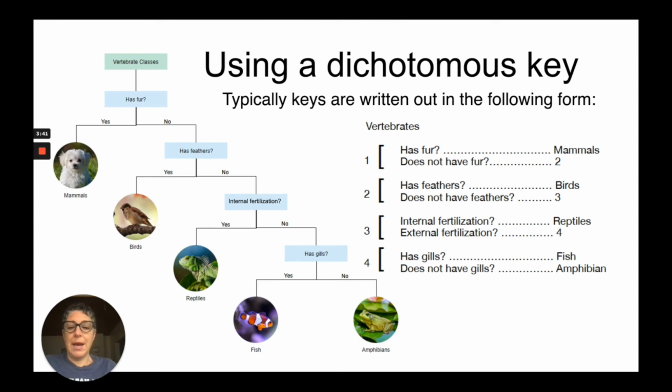Now let's say I had a dog and I didn't know what it was. I would go back to step 1 and start the key over again, because it's a completely different organism. So I need to always start at the top.